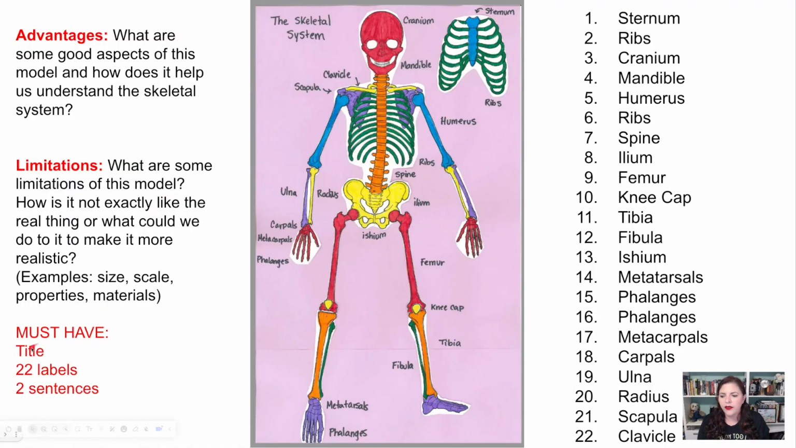Okay. So you must have the title, you must have your 22 labels, and you have to have your 2 sentences for your skeletal system. And it is going to be a test grade.